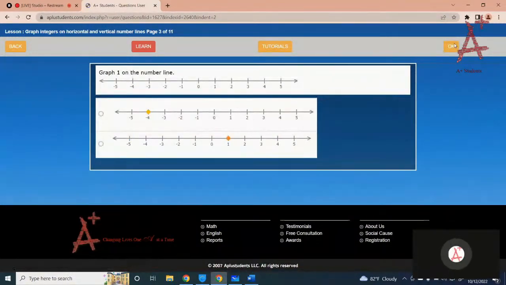Okay, graph 1 on the number line. So which graph represents 1? The first one or the second one? The first graph. Ah, yes, you are smart. Very good. Okay, the first graph represents -4. The second one represents 1. So that means the second one is the correct option. Got it? You all are very smart. Don't worry.